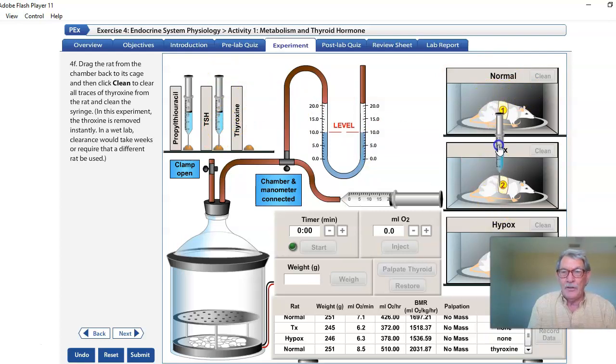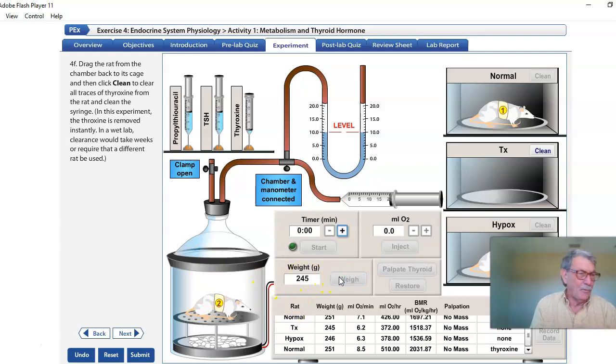Okay, well now let's give the thyroxine to this guy. Put him in the chamber. Let's weigh him. 245. Okay, let's set the timer to a minute. Start it. Okay. Now, is this guy going to be hyperthyroid? Well, you gave him a shot of thyroxine. He's probably going to be a little high. It depends on how much you gave him. They don't tell you how much they gave, but we're going to say he's going to be a little bit hyperthyroid. Not as much as the guy that already started out with plenty of thyroid and got more, but let's see. Let's try 7.5, something like that. See if that's about where he is.